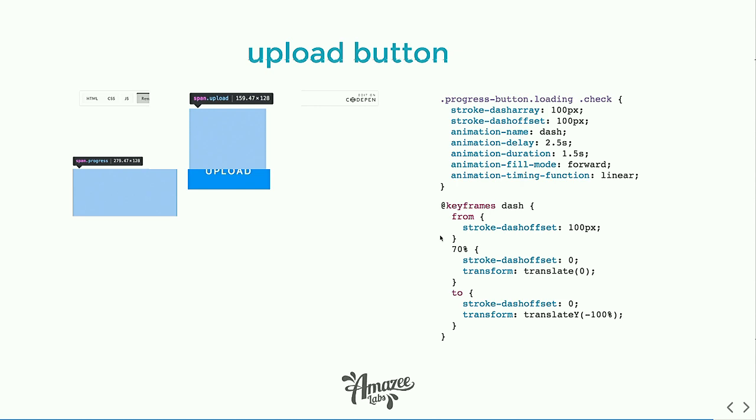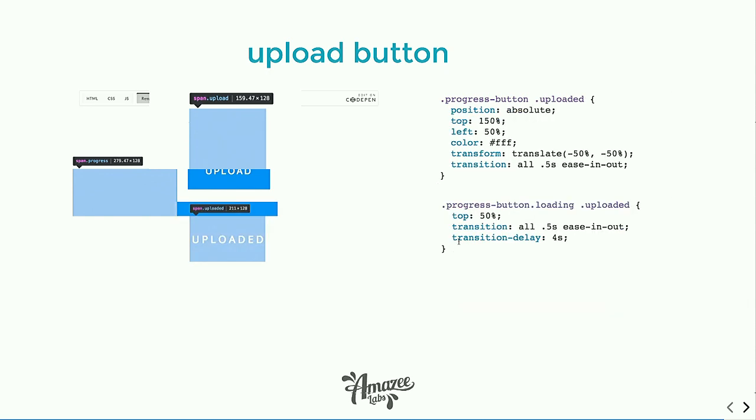And the keyframe, so what it first does, it has the 100 pixels, that means the check mark is hidden, and that goes to zero, so it's drawing itself again, and then we slowly also move it up, and the next element is coming in, which is the uploaded button. So the upload moves up, the check mark is drawn, and then the uploaded text moves, which is hidden and translated 100% below the button, and delayed 4 seconds. Yeah, because that's the sum of the progress bar and the check mark, and then it moves up as soon as the check mark is gone. And translate 50-50, that's just to vertically and horizontally center the uploaded text in the button.